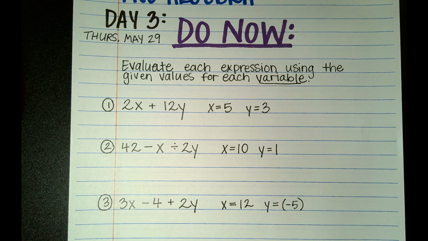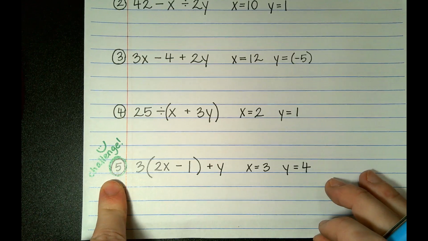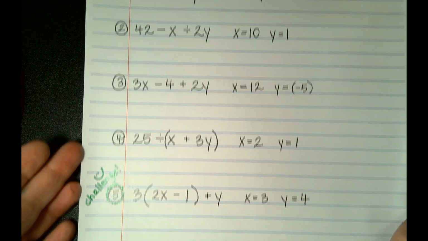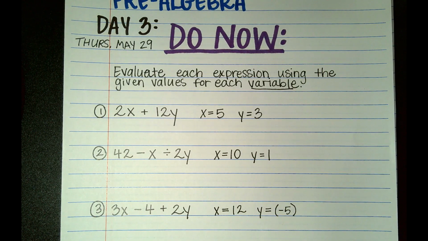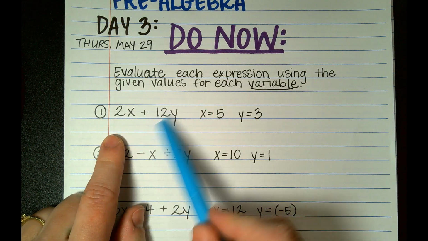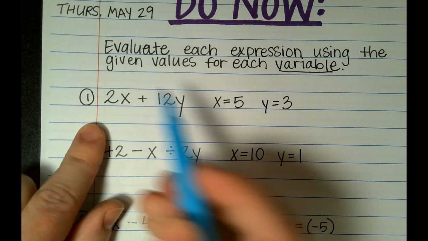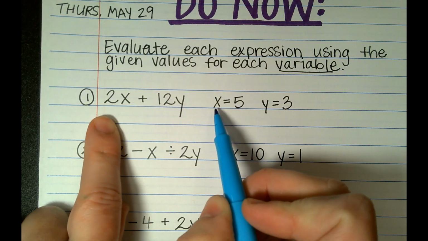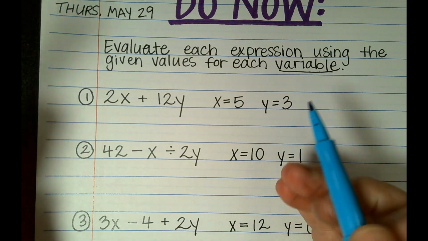So, for our do now today, I gave you 4 problems and then 5 is the challenge problem with something that I haven't taught you yet, just to see if anybody recognized it. And we're going to start with number 1. We're using variables to evaluate these expressions. We're trying to turn this into just one number, basically. So I have, for number 1, 2x plus 12y. I know x is 5, and y is 3. So how would I start this problem? What could I do first?